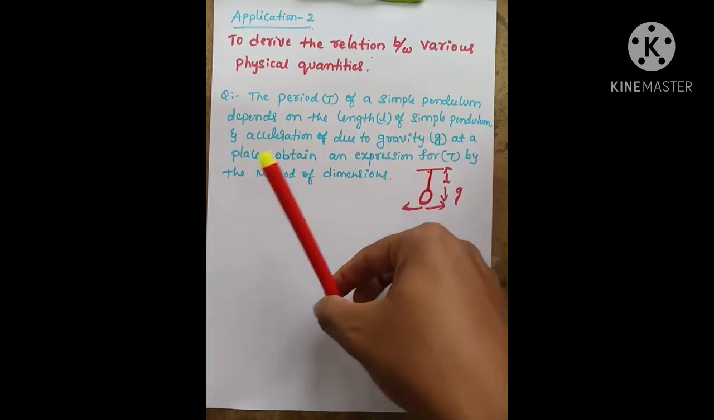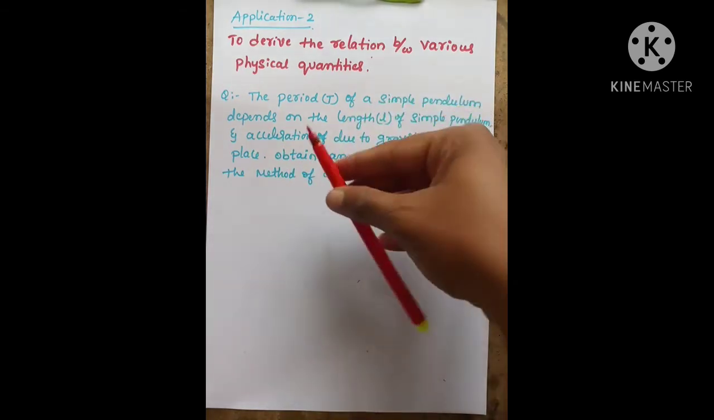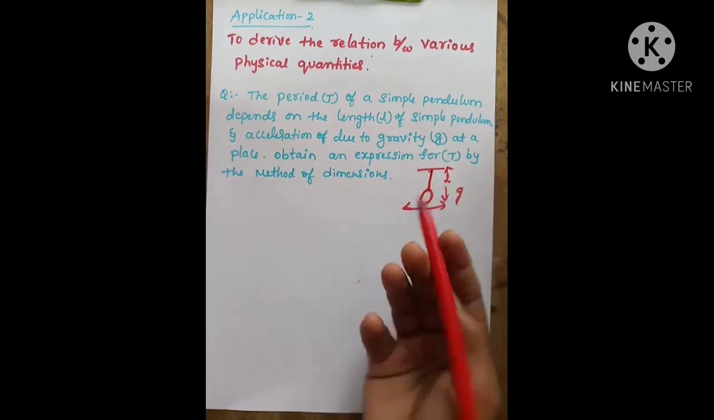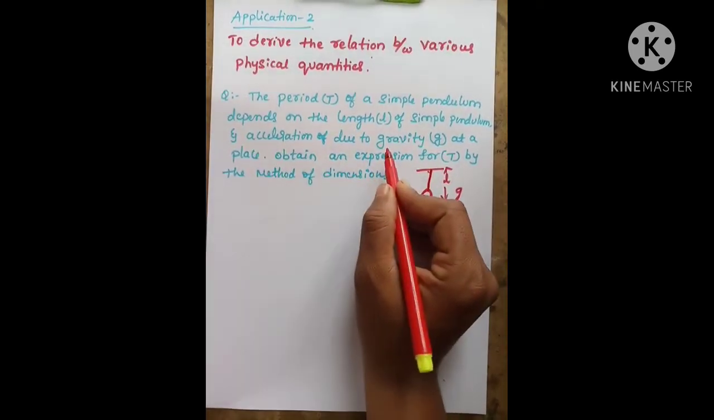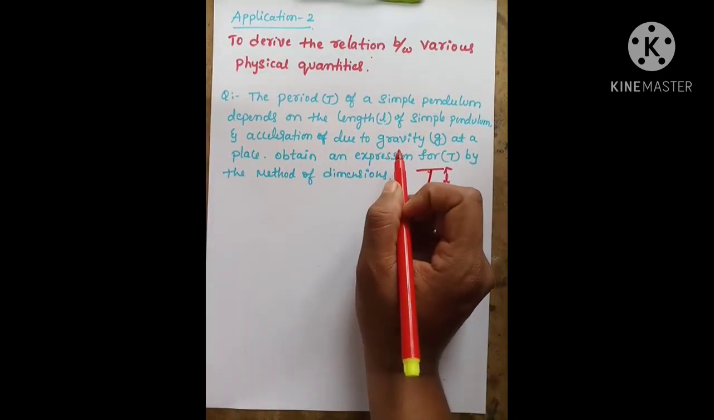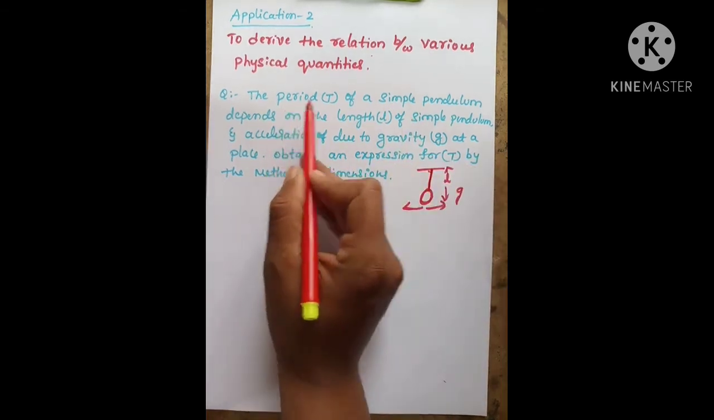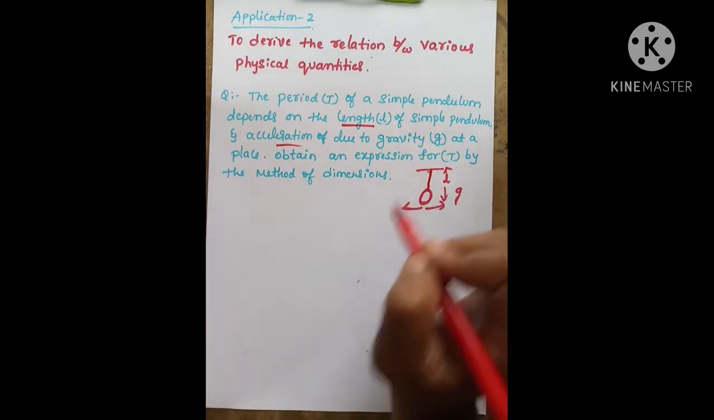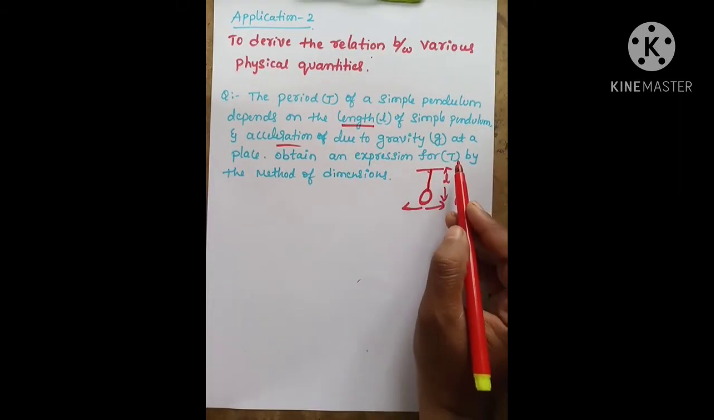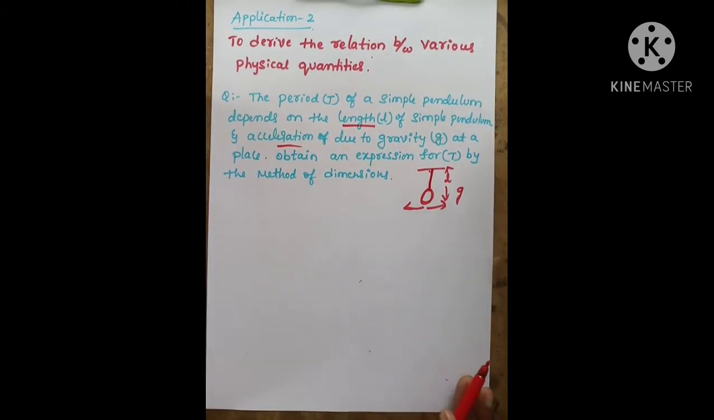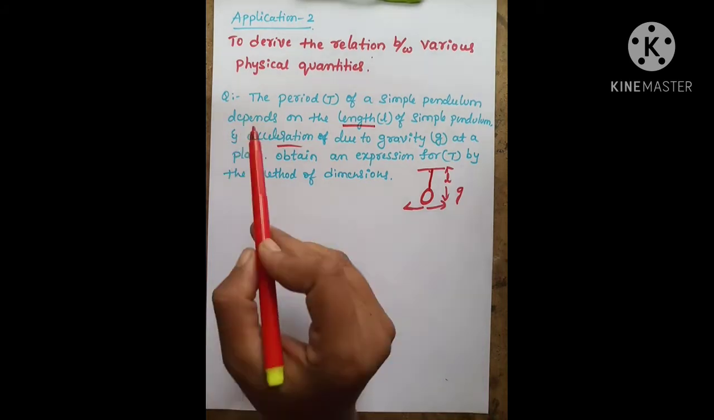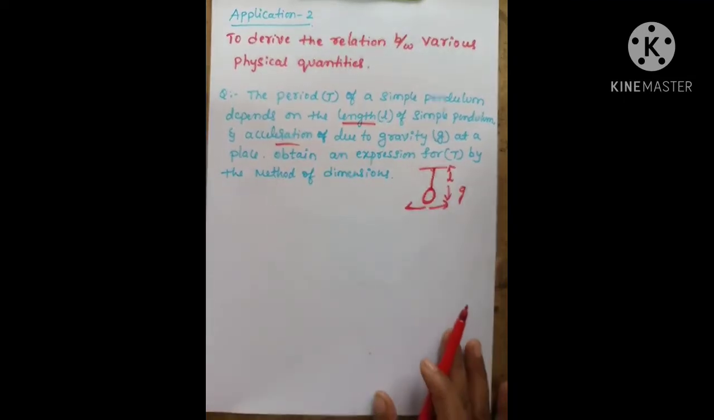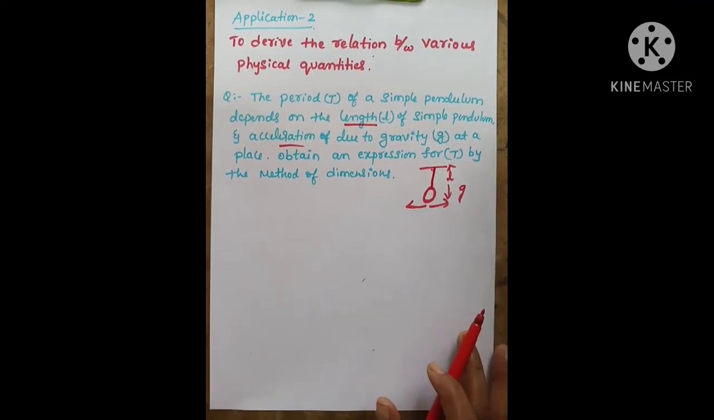Therefore the oscillations happen vertically, not horizontally. Okay, there is a vertical suspension of the simple pendulum, hence the gravity takes place in this case. This time period depends on the length as well as the acceleration due to gravity, that is g. Obtain the expression for the time period. Okay, we have to find out, obtain the expression for the time period by using dimensions. How to derive this?